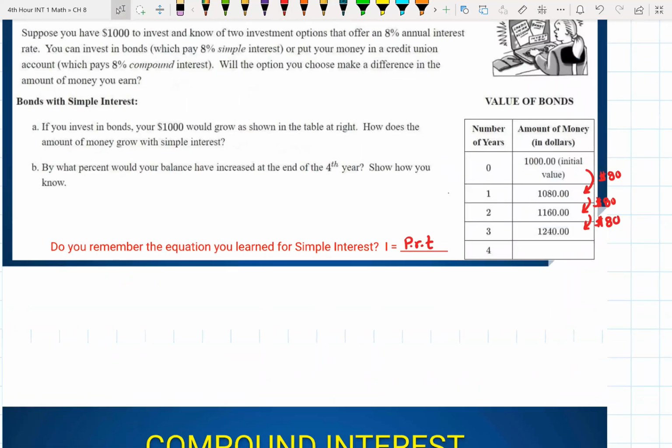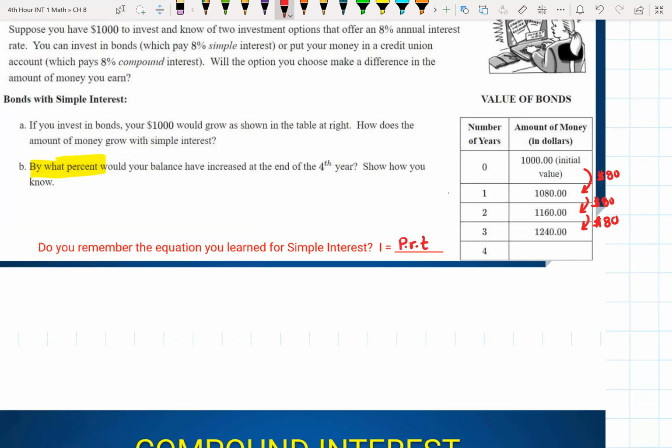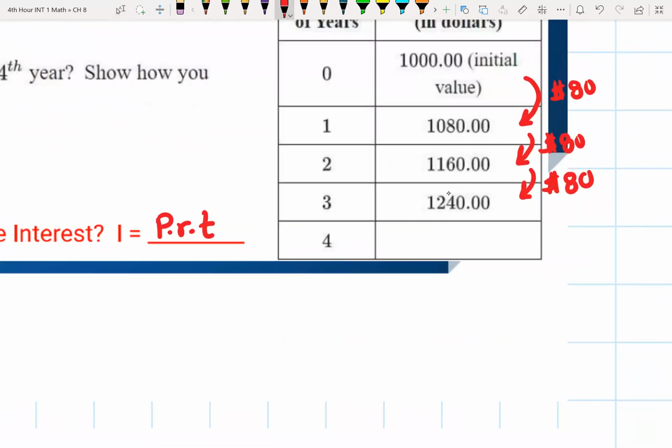So, part B, by what percent would your balance have increased at the end of the fourth year? The key note here is by what percent. So that means we are going to figure out what that value is in the fourth year. And then we're going to take a look at our original investment of $1,000 and compare it to that fourth year. So let's start by taking this table and continuing our trend. 1,240 plus 80 is going to take us to 1,320.